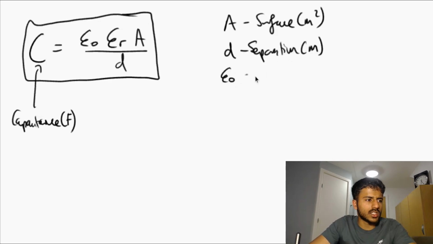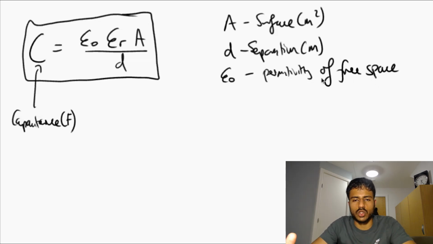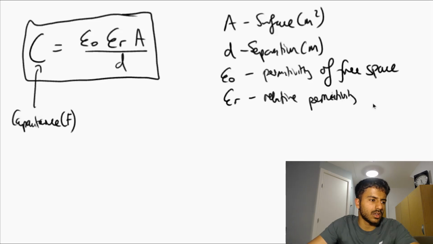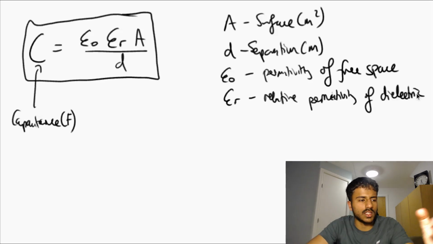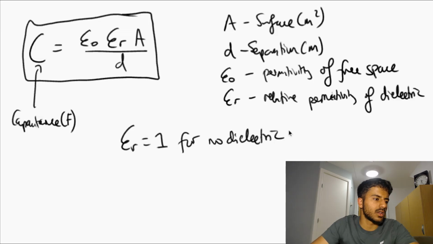Now this epsilon naught is simply just a constant, and it's called the permittivity of free space. And you can find this in your data sheets or on your calculator. And epsilon r is simply the relative permittivity of the dielectric if you have one. And if you don't have a dielectric, this epsilon r value will have a value of 1. So epsilon r is equal to 1 for no dielectric. Epsilon r is simply just a ratio of the permittivity of the dielectric when compared to free space. So it's likely to have a number ranging from like 1 to 10 or something.